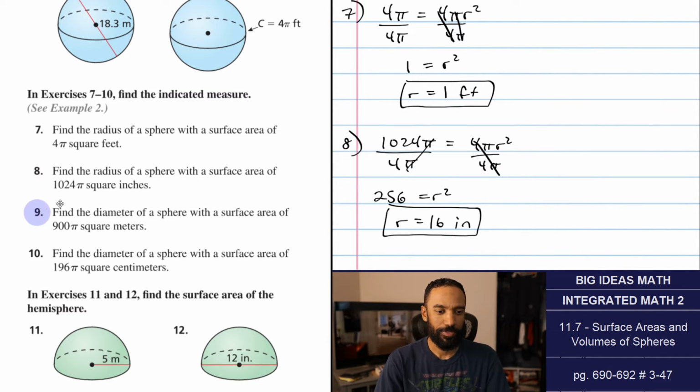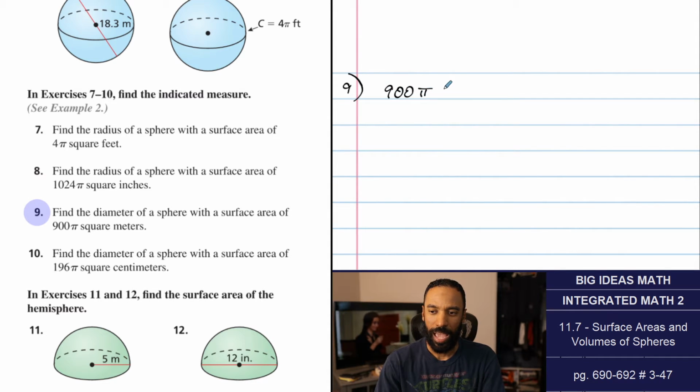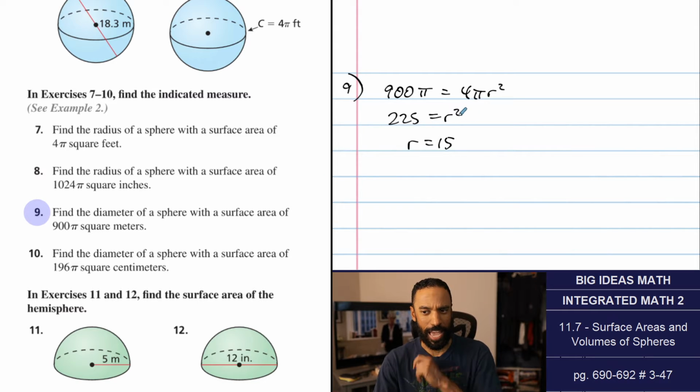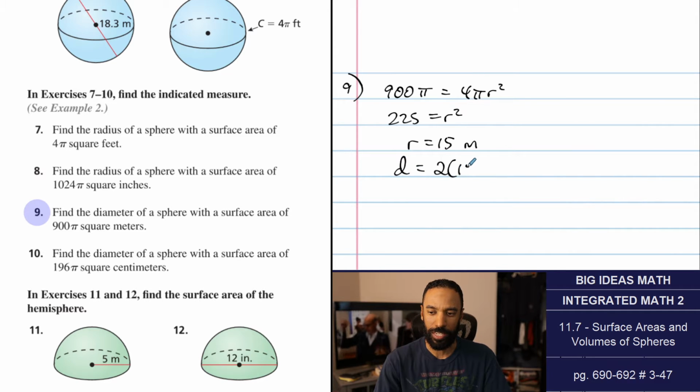All right, number 9, let's find the diameter. So the diameter will be found if you double the radius. So we have to find the radius first and then double it. Surface area is 900 pi. At this point, we understand that 4 pi r squared is the formula. We will divide by 4 pi. The pi's cancel. 900 divided by 4 is 225. 225 is r squared. Take the square root of that and you get 15. That's 15 meters. Now the diameter will be doubling that 15, and you'll get 30 meters.